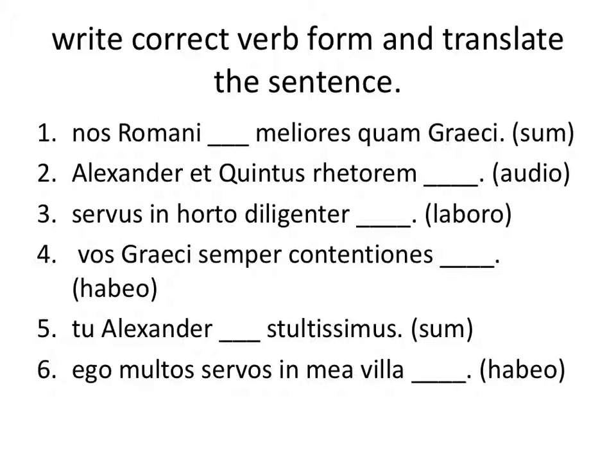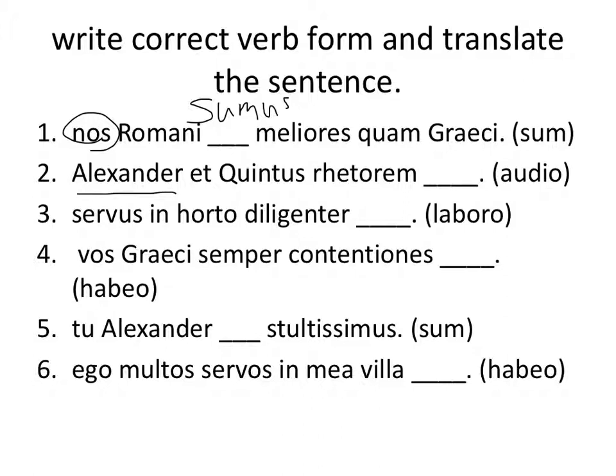Okay, so our subject in this sentence is nos. So based off the verb sum, it'll be sumus. And then the translation would be, we Romans are better than the Greeks.